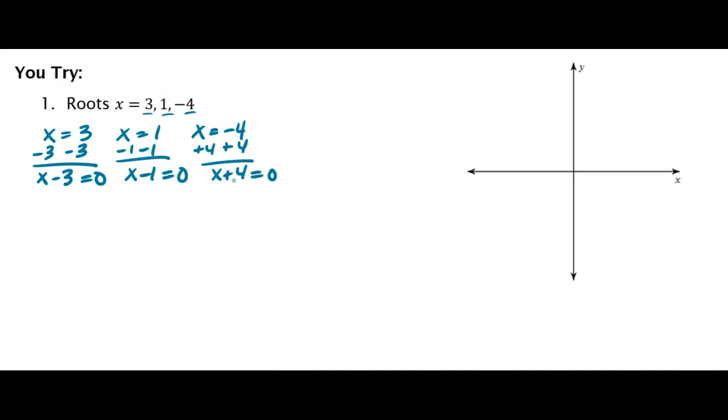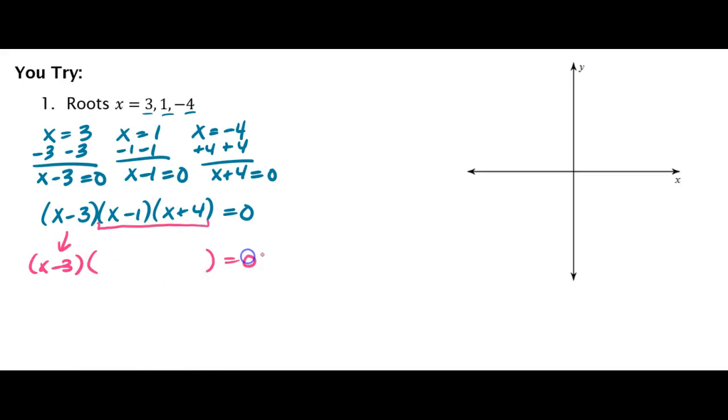Now what I'm going to do is take these three things and put them in parentheses, all next to each other. So I'm going to have x minus 3 times x minus 1 times x plus 4, and now those things will all equal 0. Now I'm going to have to do some multiplying here. So I'm going to pick any two. I tend to like to choose the second two to multiply out, and then I drop this last one down, x minus 3, and then that's going to get multiplied by the trinomial that I get after I multiply those second two sets of parentheses.